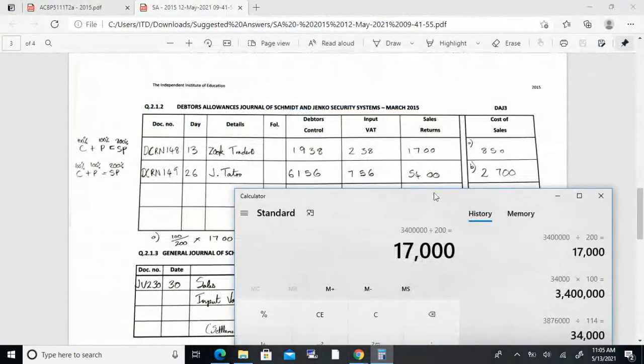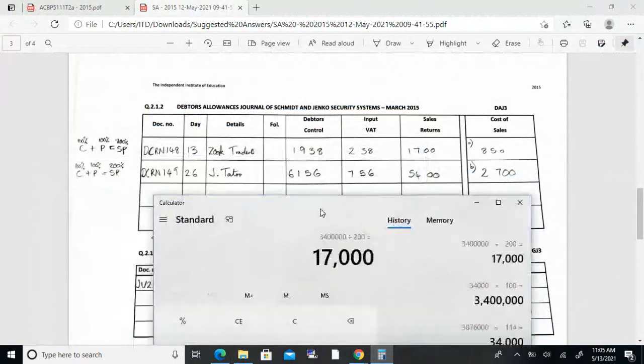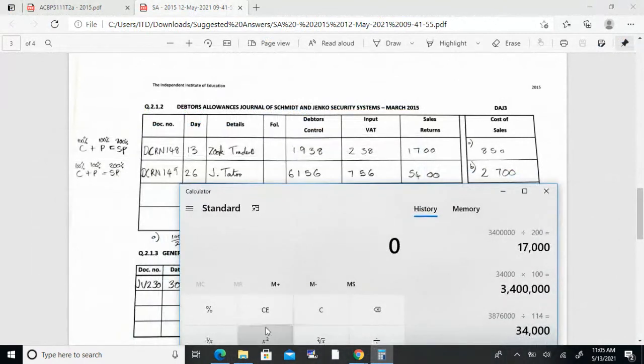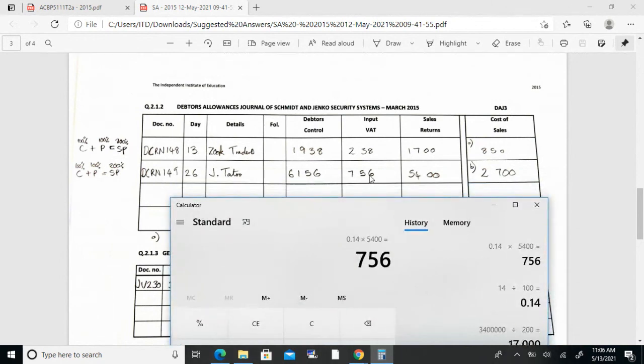Excellent stuff. Just to show you, because I see I didn't do the calculation somewhere here, let's do this. In my case, I was operating with 14 divided by 100 times the 5,400. What do we get? And there you see that's where that 756 is coming from. To get the VAT inclusive, we simply add our VAT amount plus our VAT exclusive amount, and we get that right there.